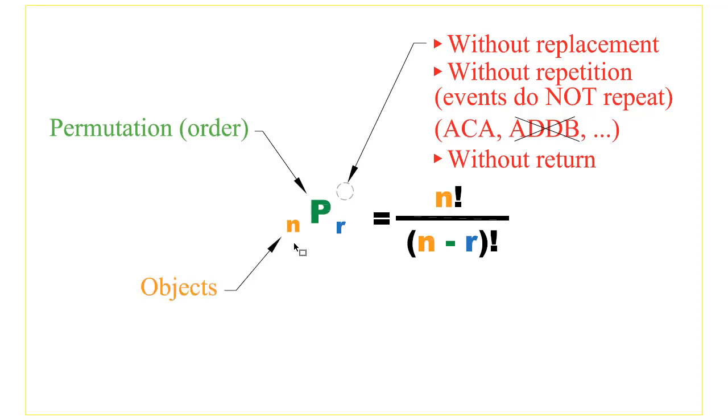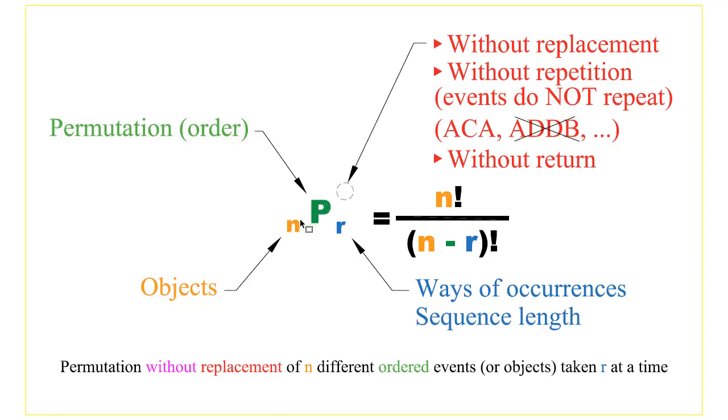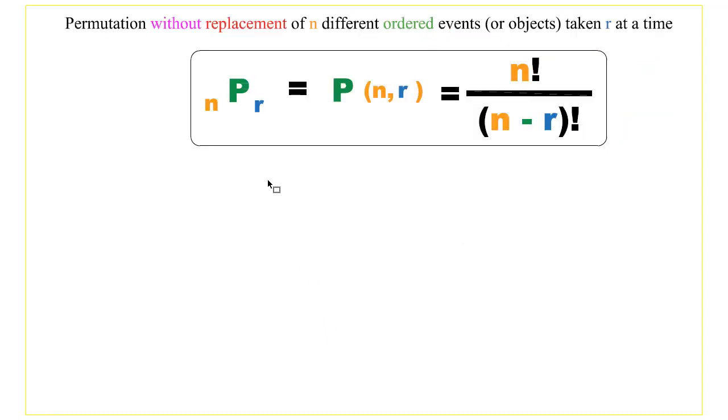For n different objects taken R at a time, where R is sequence length, so number of symbols in the sequence. Whether they are objects or symbols, all means the same. So we read P and R as permutation without replacement of n different ordered objects taken R at a time. We may find in some other books or references, it written as P in parentheses n comma R equal to n factorial divided by n minus R all factorial.